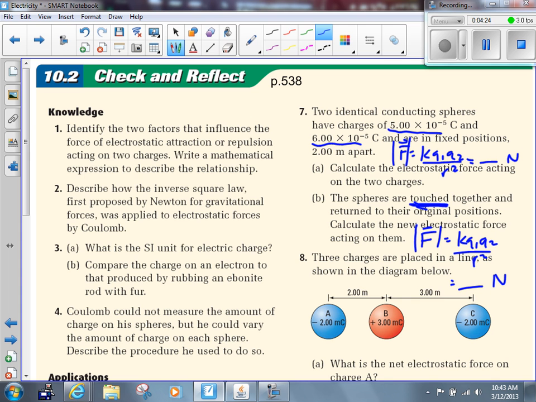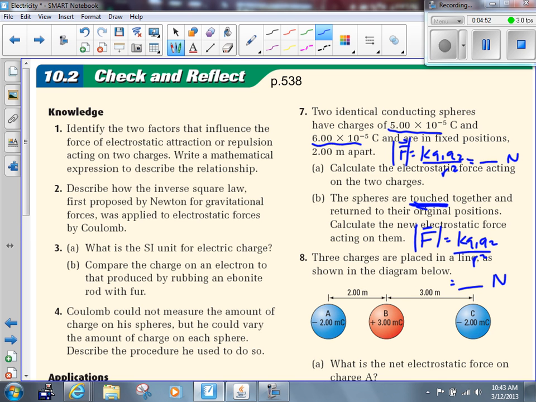So we're going to do the same thing in question B as we did in question A, except my charges, instead of being 5 and 6, are going to be 5.5 and 5.5. The distance is going to be the same, 2. Don't forget to square that. And then we're going to get a value for force, which is different than the value that we got in question A. That one make sense? I can't remember who asked me for that one, but hopefully it makes sense to you.